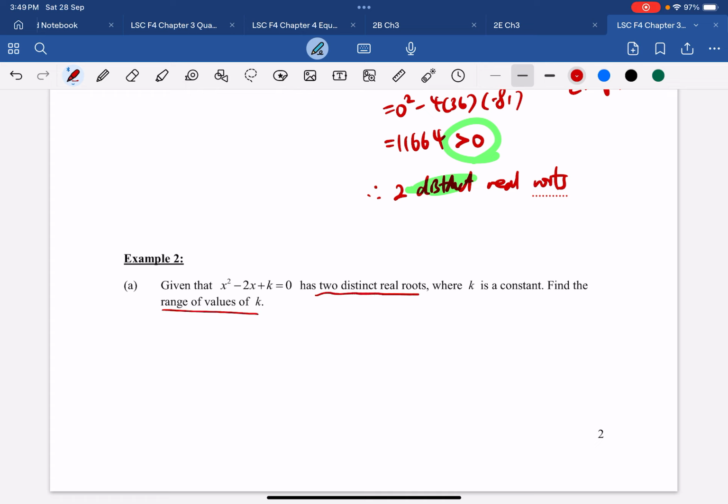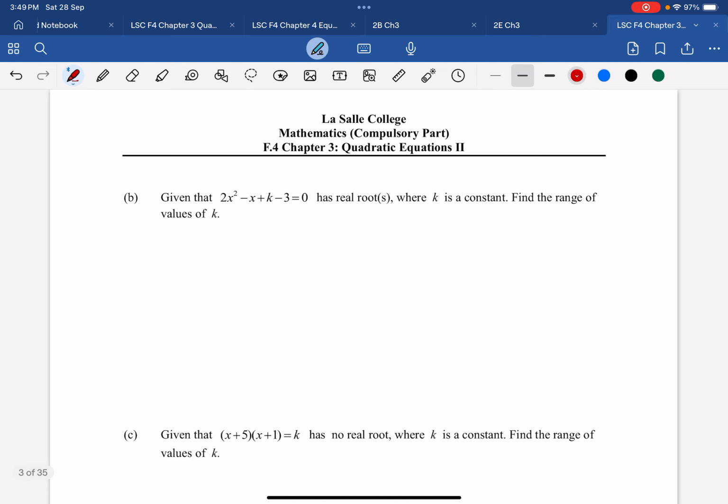Two distinct real roots means delta greater than 0, so b squared minus 4ac greater than 0. Plug in the numbers: negative 2 bracket square minus 4 times 1 times k greater than 0. You solve this inequality, which will give you k smaller than 1. Got it? Okay, here comes part B.